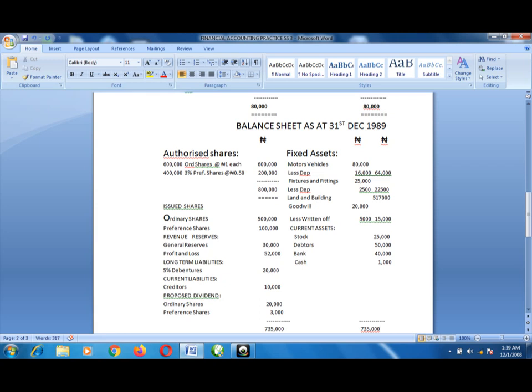Current assets, you have stock, that's your closing stock. You have debtors, you have bank, and you have cash. You add them together and you have 735,000. Now if your asset total is equal to your liability side, you are sure that your account is totally balanced, and you can now write it out boldly. On the debit asset side, you have 735. Liability side, you have 735. You roll and you close it with the double line.